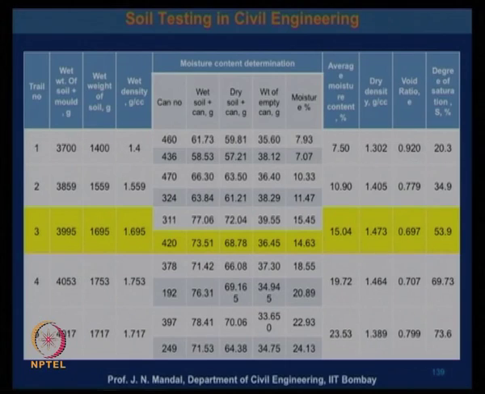Now, I will show you some calculation of how you can determine the dry density and the moisture content of the soil. Here you can see the weight of the soil plus mold, and I am particularly mentioning this row: the weight of the soil plus mold is 3995 gram, and the weight of the soil is 1695 gram. Then you can determine the weight density, 1.695 gram per cc.